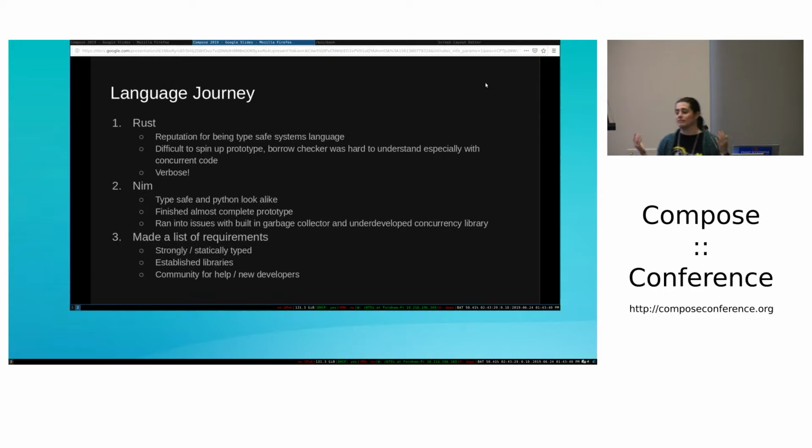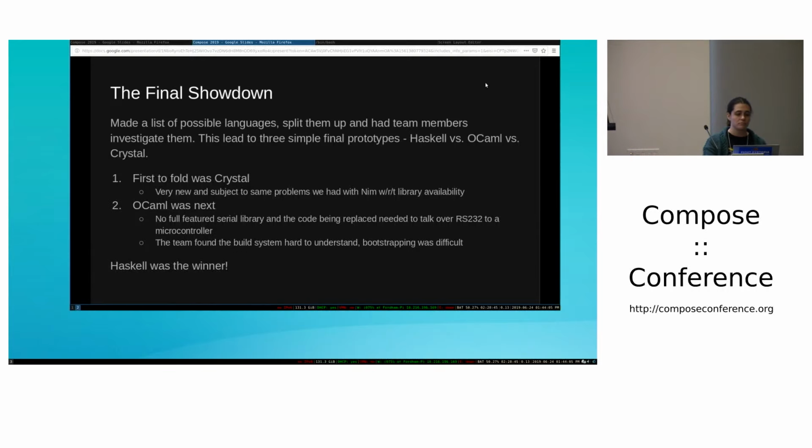Yeah, so after we basically finished a whole prototype, we made a list of things like, what do we want really? If we're gonna start over, we have to do this the right way this time. We wanted a strongly statically typed language. We really wanted a compiler. We wanted established libraries, so we didn't run into the same problem. And we wanted a big base where we can look up problems that we're having, and we could potentially hire new developers in the future.